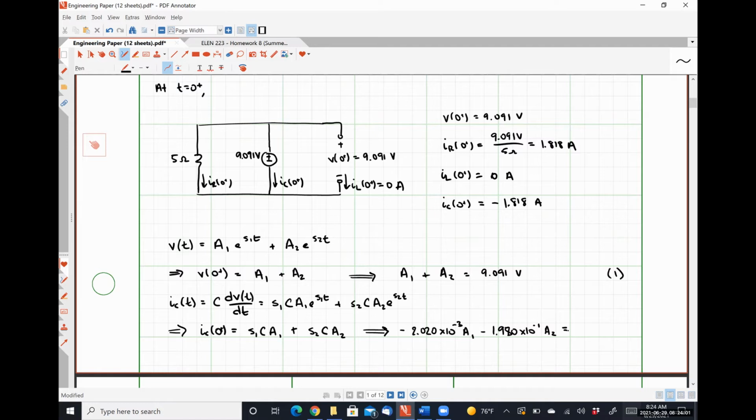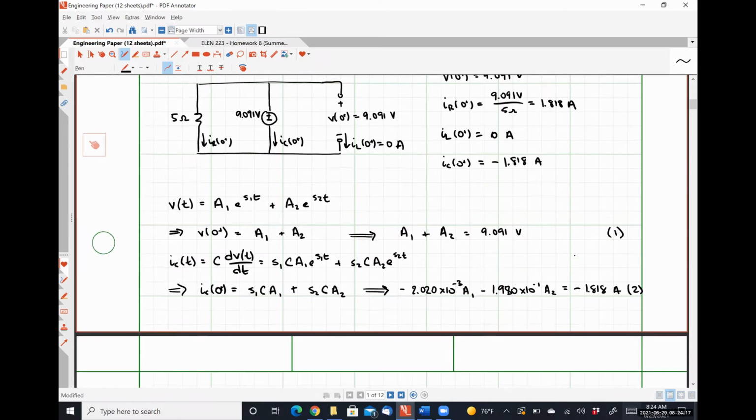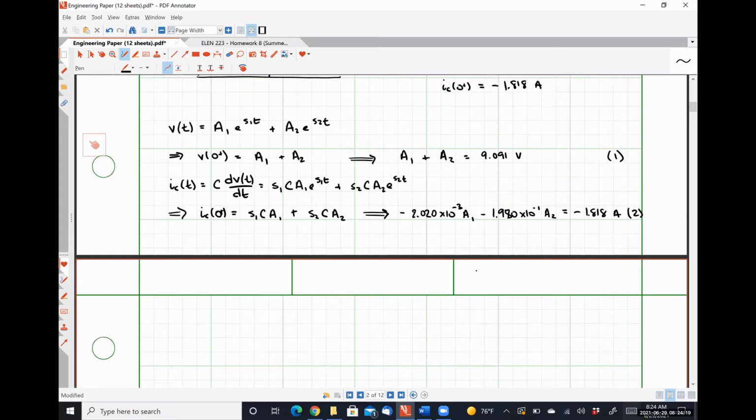A2 is equal to my capacitor current, which was negative 1.818 amps. So there is equation 2. I can now solve this system of equations for A1 and A2. I'm going to put these rounded versions in, so it's not going to be exactly correct, but it'll be close enough for me. So my coefficients for my first equation, I have 1 A1, 1 A2 is equal to 9.091.